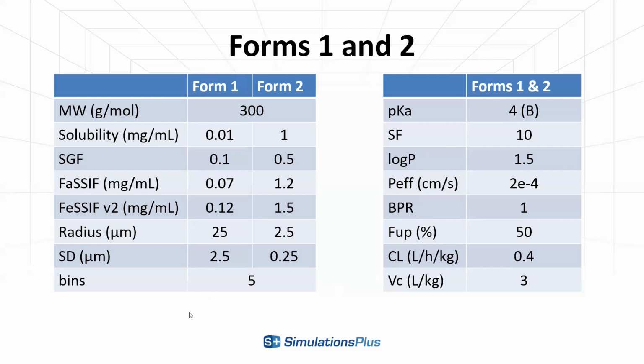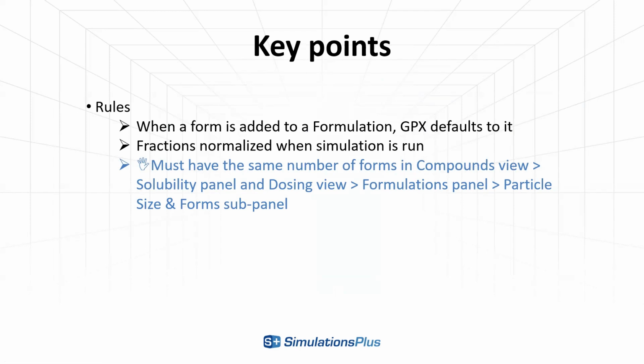Now I would like to go over a few key points. So when a form is added into the formulation, by default, GPX will go to it. So you've got to be careful when you change the characteristic, like the particle size, to make sure that you're on the form that you want to change. The fractions are normalized when the simulation is run. For example, in our case, for the 50-50, I put 0.5 and 0.5, but I could have also put 1 and 1, and then GPX would have normalized it so that the total is 100%.